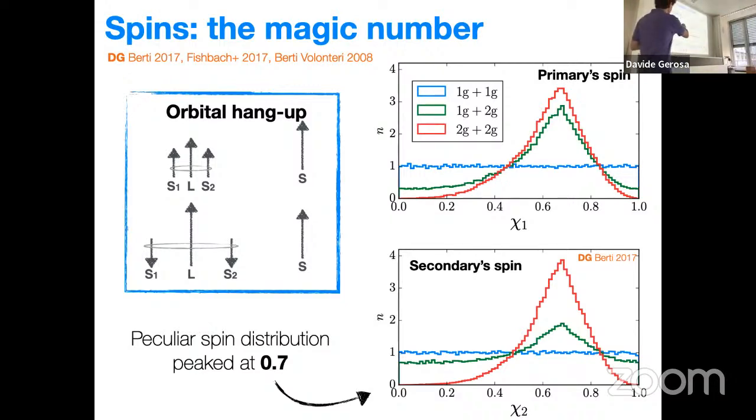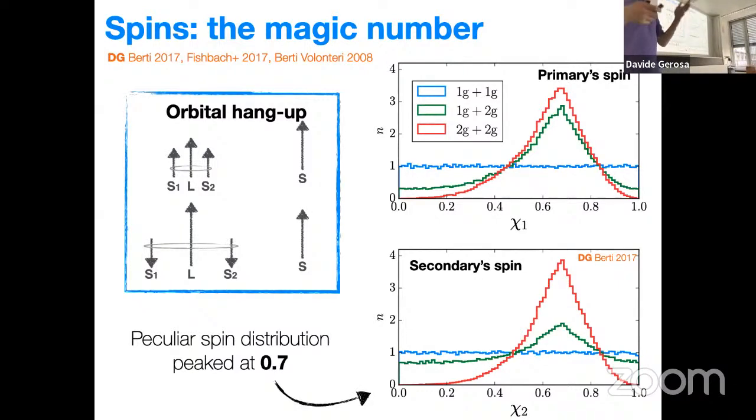So true, you have to do L plus S1 plus S2, but L is a bit shorter because they plunge from inner in. So the orbit is a bit smaller. L is a bit shorter. So it's a sum, but a shorter vector here. If instead the black holes' spins are anti-aligned, you have to do L minus S1 minus S2, but the binary plunges from afar. So L is a bit longer.